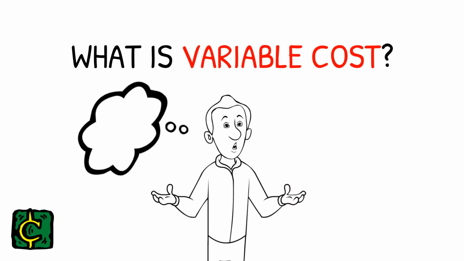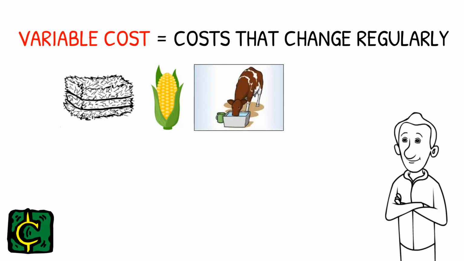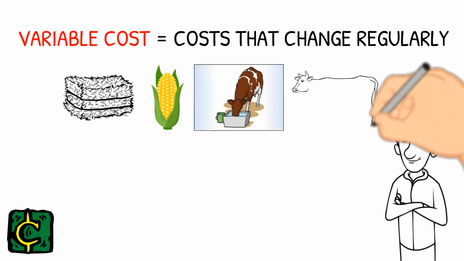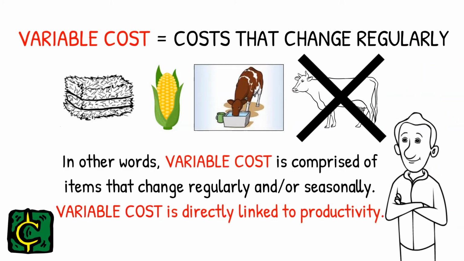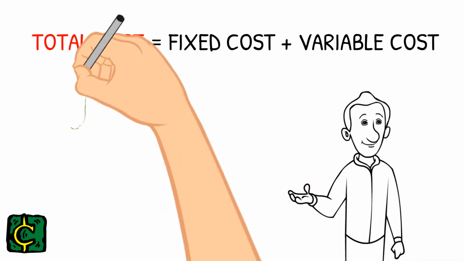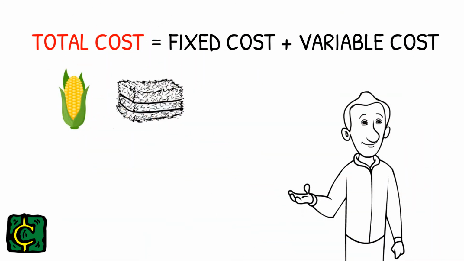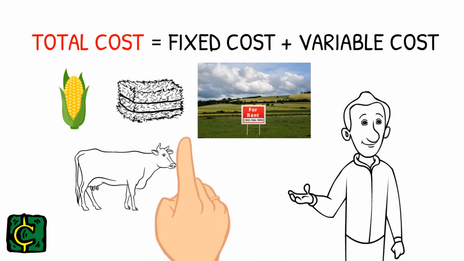What is variable cost? Variable cost is the opposite of fixed in that it fluctuates. This includes all of our feed inputs, which are prone to price fluctuation from season to season, as well as sick, dying, or dead cattle. Variable costs are associated with productivity, and they are bound to change or vary. So, to review, total cost is made up of both fixed cost and variable cost. Understanding total cost is essential in understanding and increasing total profit.